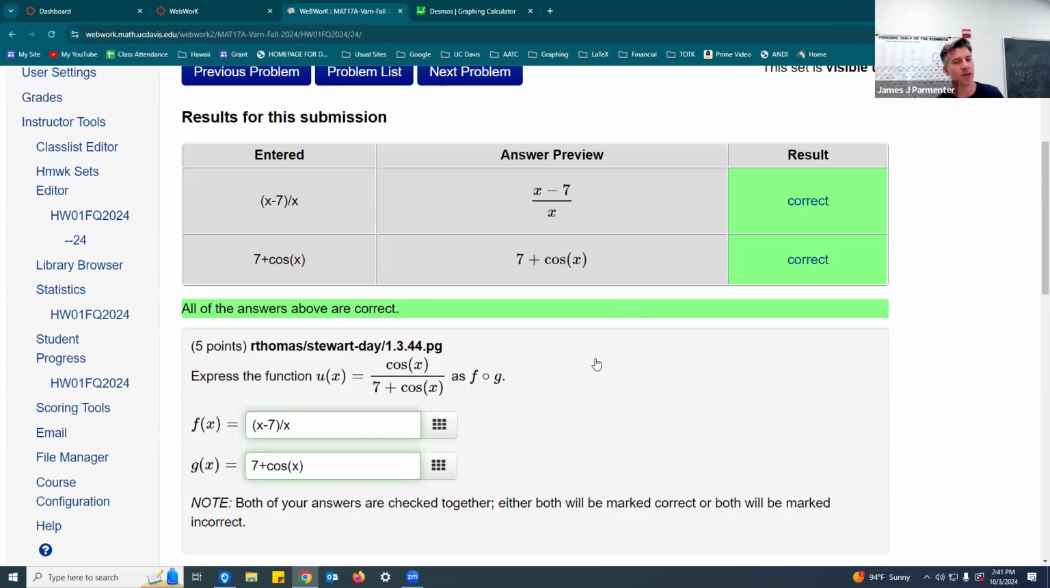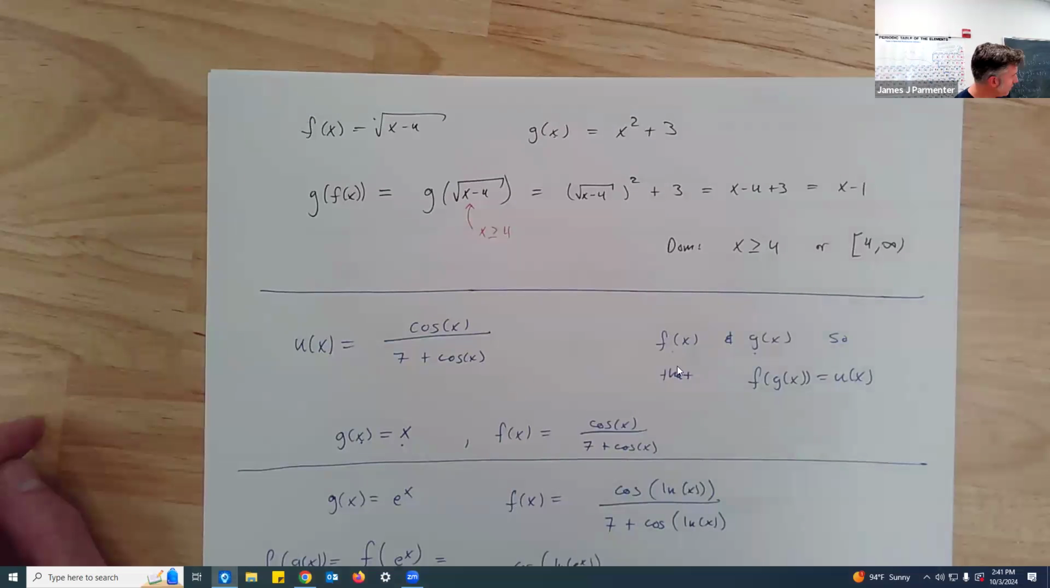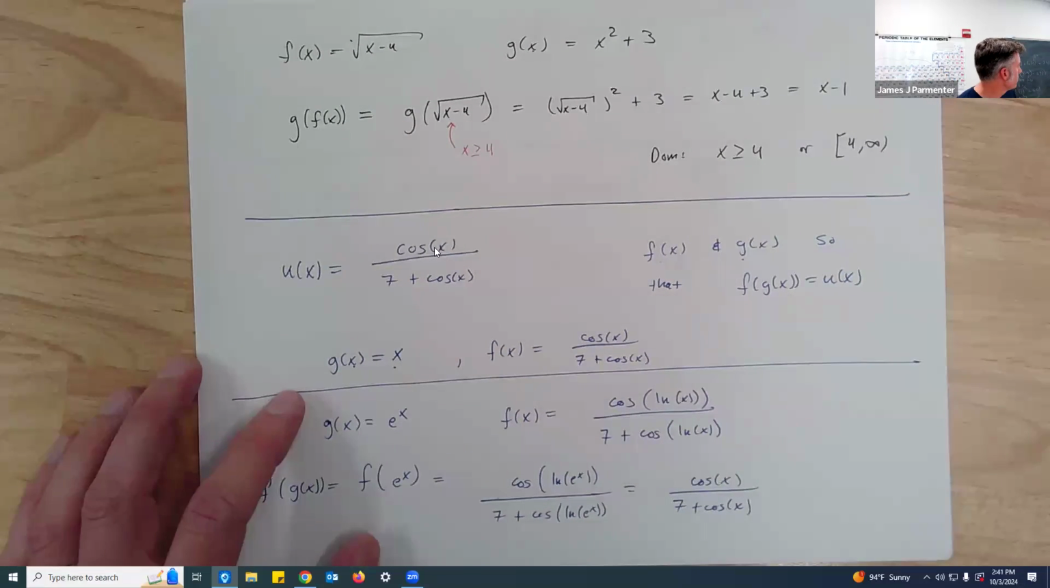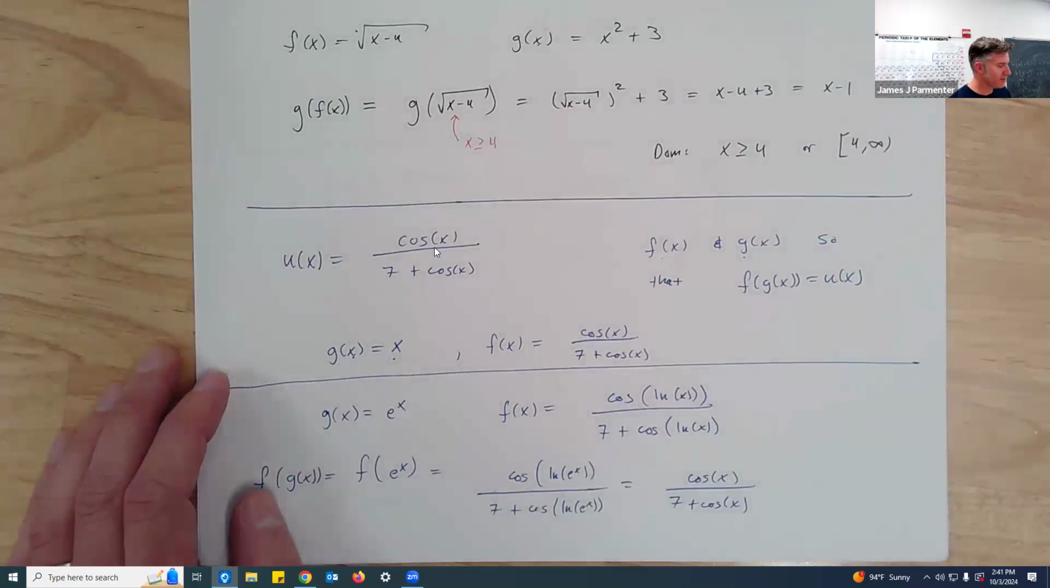It probably wouldn't work out because I will say there is something about what I've written here. Yeah, that's actually a good point, James. So I will mention that one thing that's kind of wrong about this answer down here is that this function here, actually, this is a good question. What's the domain of this function?